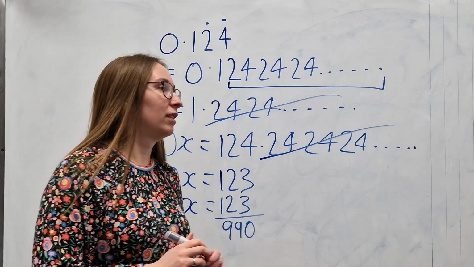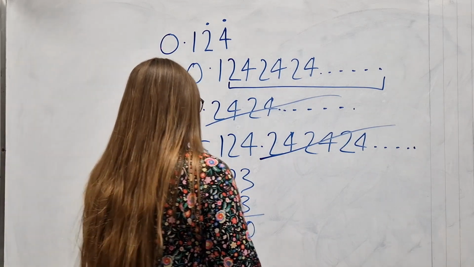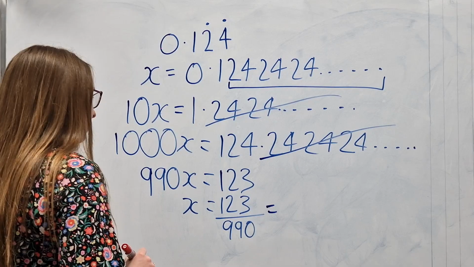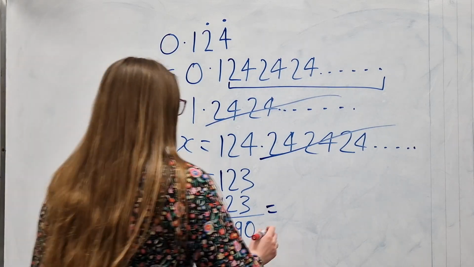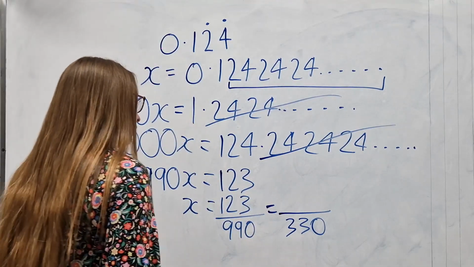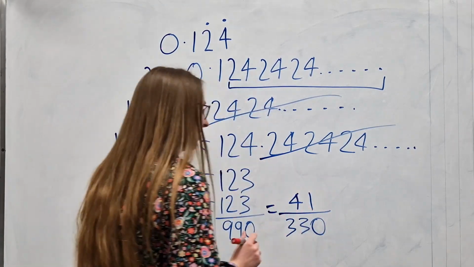What about if it says in simplest form? Oh yeah, that is quite right. Right, so they're both divisible by 3, right? Yeah. So that's 330. What's this divided by 3? That's 41. Yeah. I knew that.